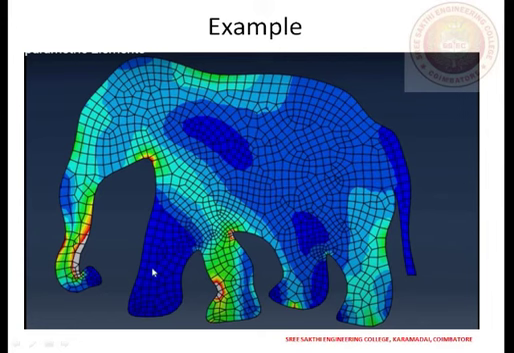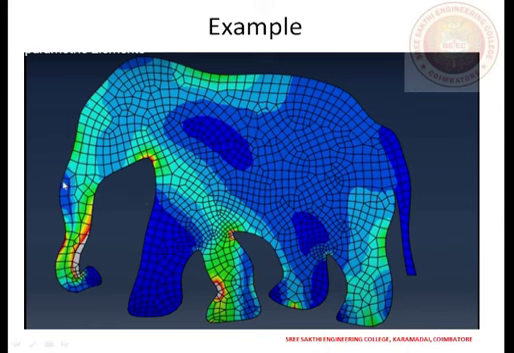There is an elephant. I want to know the stress and strain for this elephant. Suppose I give the load here on the trunk, and it lifts the load. At that time what will happen to the stress? Here, you can see the middle portion is a rectangular element. The discretization or meshing is done by rectangular elements.